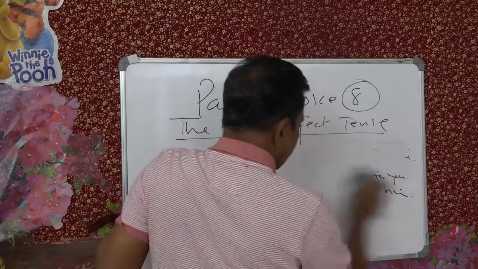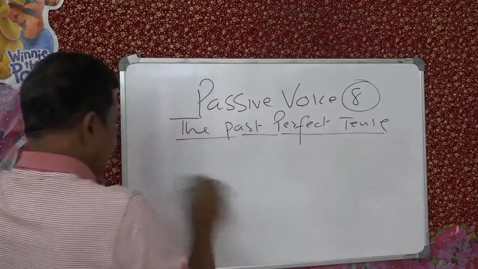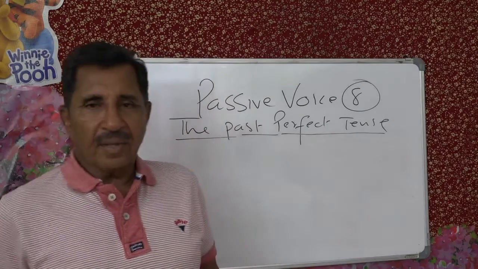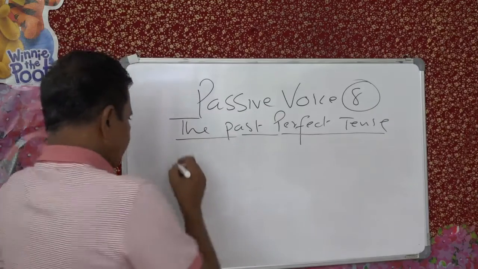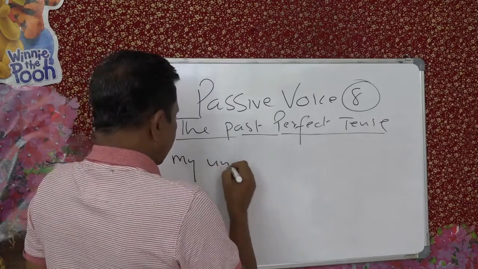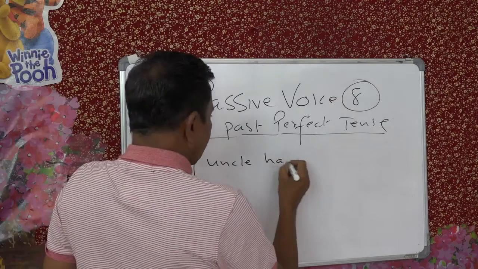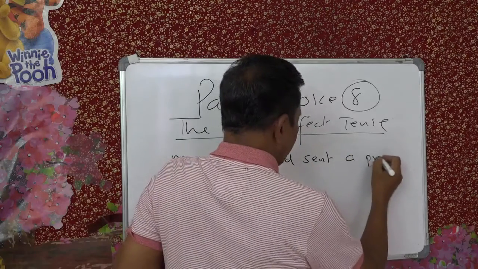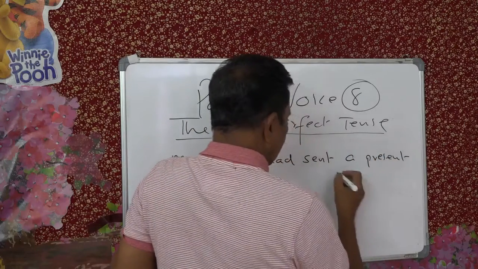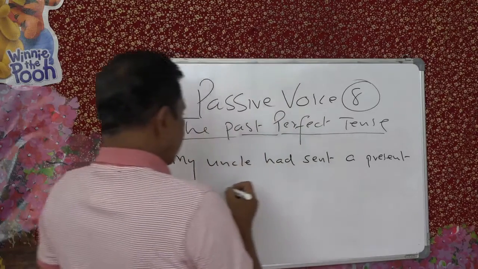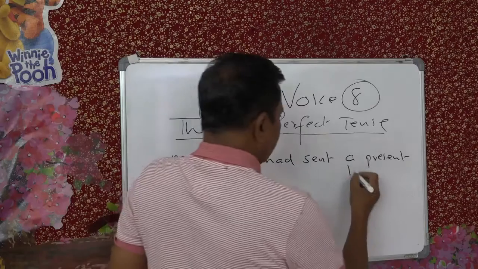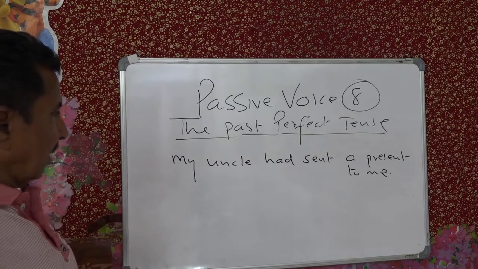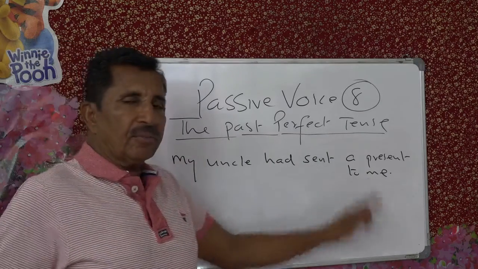Let's have another example. My uncle had sent a present to me. Send a present to me. So you can have the dative movement or direct object movement.